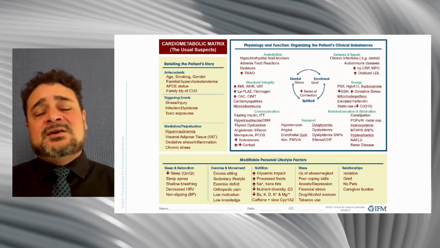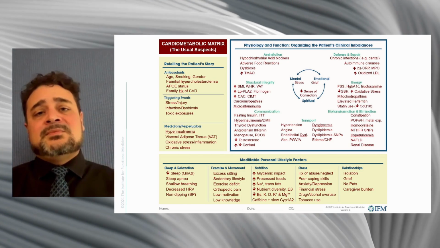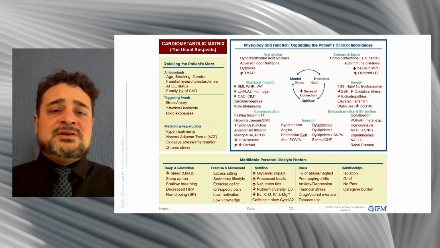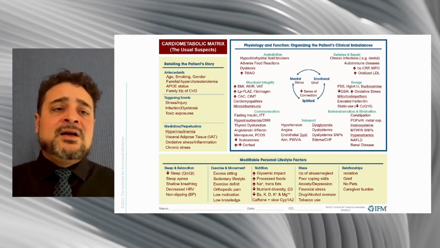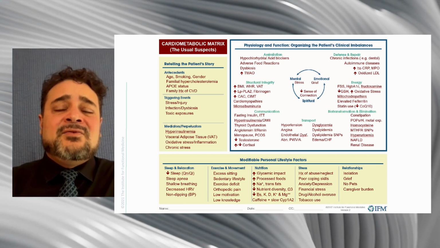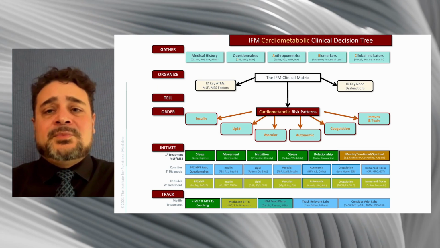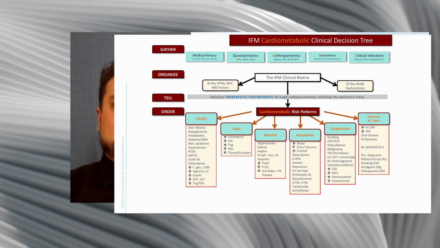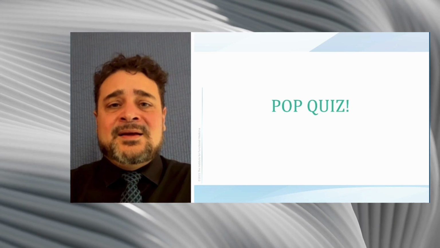So how do they relate to the functional medicine matrix? How do these risk factors plot? Here they are. You guys should have this. This is the cardiometabolic matrix filled out for you from a cardiovascular point of view. And this is the decision tree.